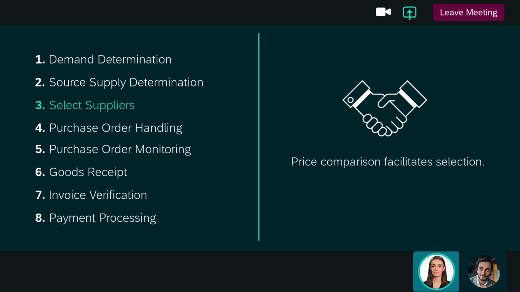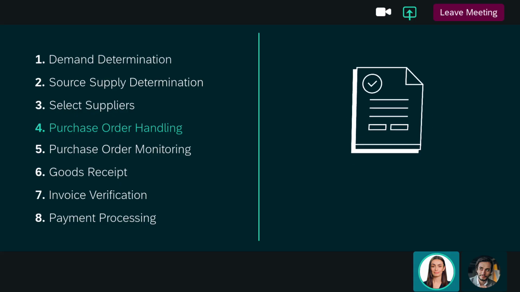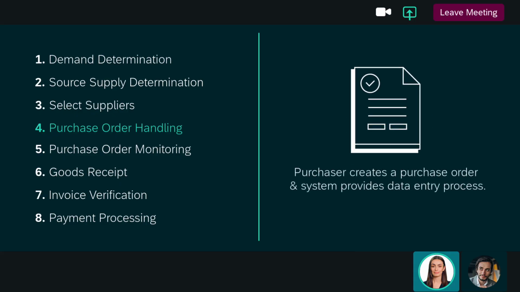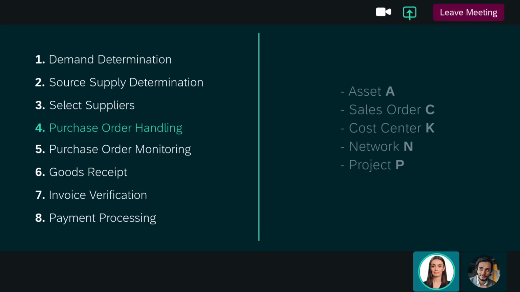The procurement cycle continues with purchase order handling. If no material master record exists, the purchaser creates a purchase order with the appropriate account assignment category. The system then provides the necessary data entry process. Possible account assignment categories are, for example, Asset A, Sales Order C, Cost Center K, Network N, Project P.